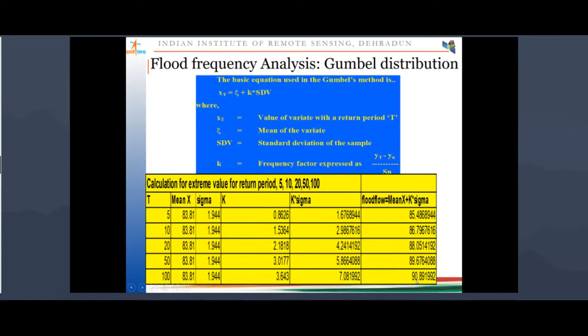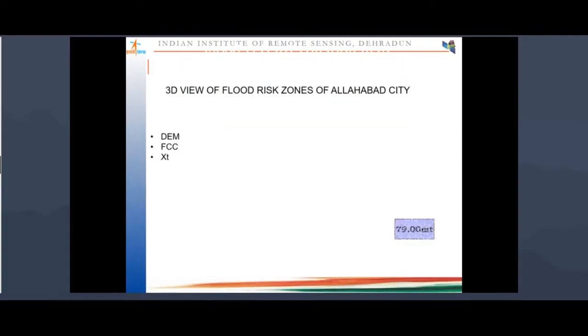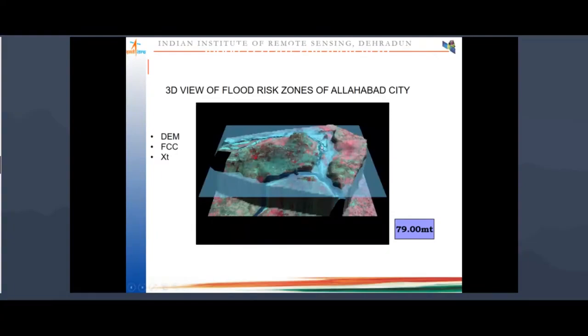One example I want to show you. This is Allahabad city. You know this is the river Ganga, this is the river Yamuna, and this is the Sangam. And this is the city signature. You can see this is Allahabad city. Right. Now I will play that video.